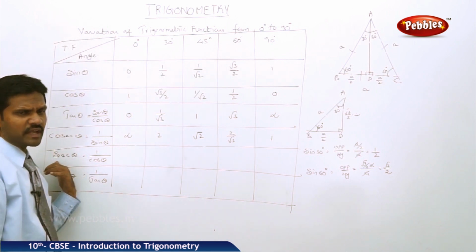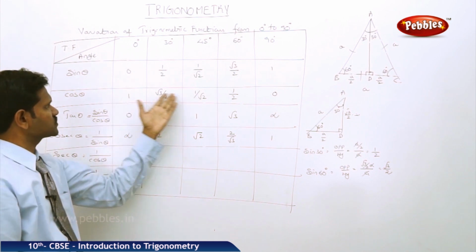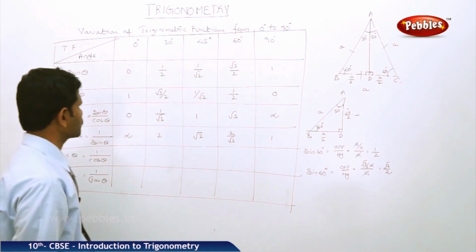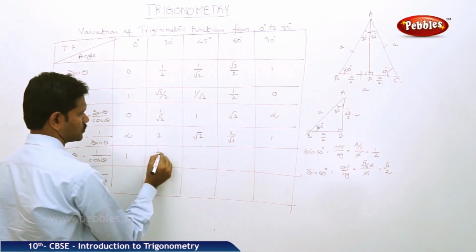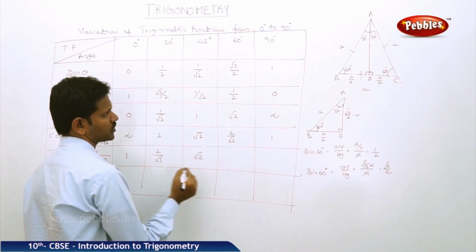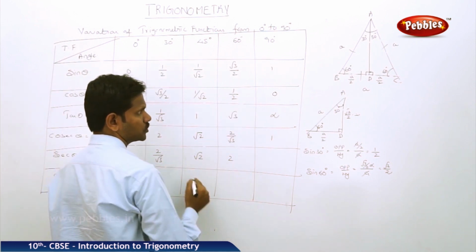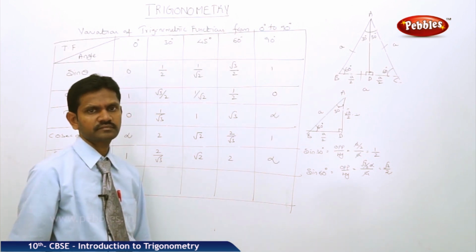Again, to get the values of secant, 1 by cos theta. Cos theta values I know. Now you have to take the reciprocal. 1 by 1 is 1. Reciprocal of root 3 by 2 is 2 by root 3. Reciprocal of 1 by root 2 is root 2. Reciprocal of 1 by 2 is 2. Reciprocal of 0 is not defined.